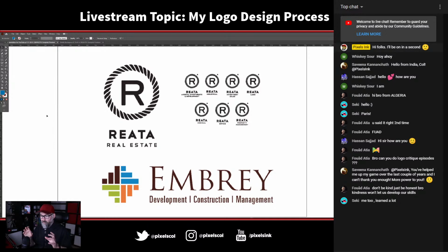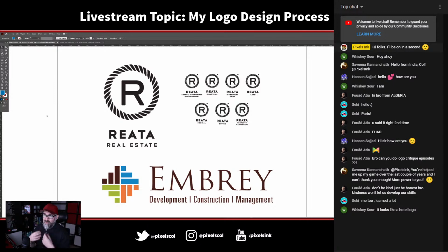And there was also the balance between the serif type and the sans serif type underneath, and then the colors in the logo mark. It did not sit well with me. I didn't like it at all. And so I wasn't sure, because it's very different from the Riata one.